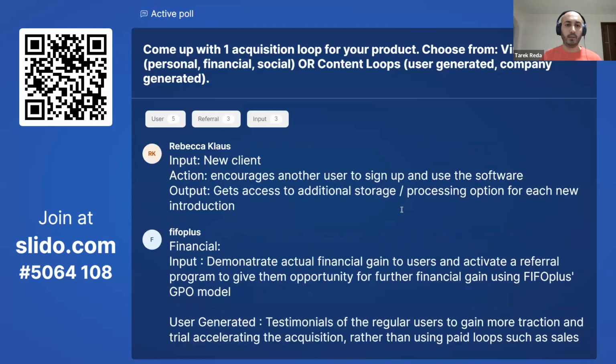Who would like to present? Rebecca, do you want to go for it? Yeah, can do. So a new user would sign up to use the software and encourage another user to sign up. The software has different modules, and if they get another user to sign up, they'd get access to one of these other modules to do different processing or additional storage. Okay, got it. So that's a viral loop with a financial utility, correct?